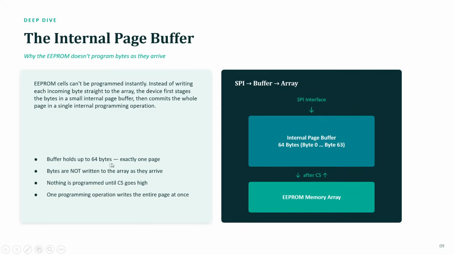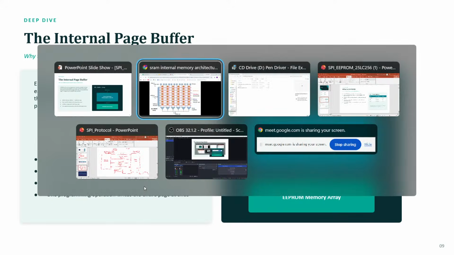So the buffer holds up to 64 bytes of data, bytes are not written to the array, and nothing is programmed until chip select goes high. Until chip select is made high, which means the end of the transaction, the memory does not know that the user has provided all the data to be stored. After chip select is equal to 1, it programs the entire array at once from this page buffer. This is how the process happens. Is it clear, guys?